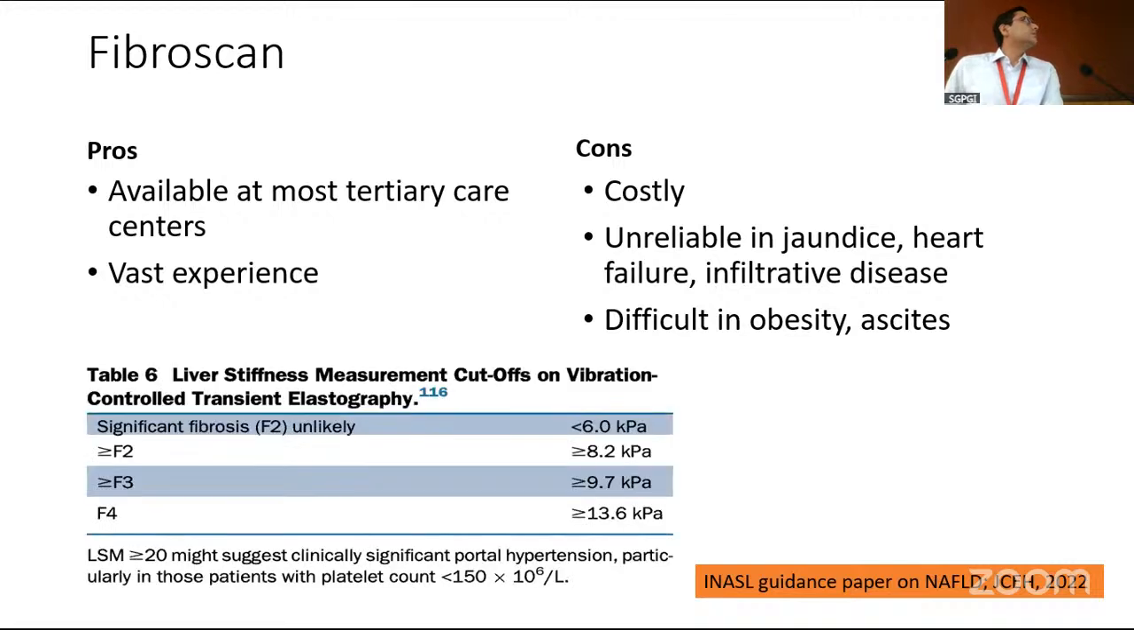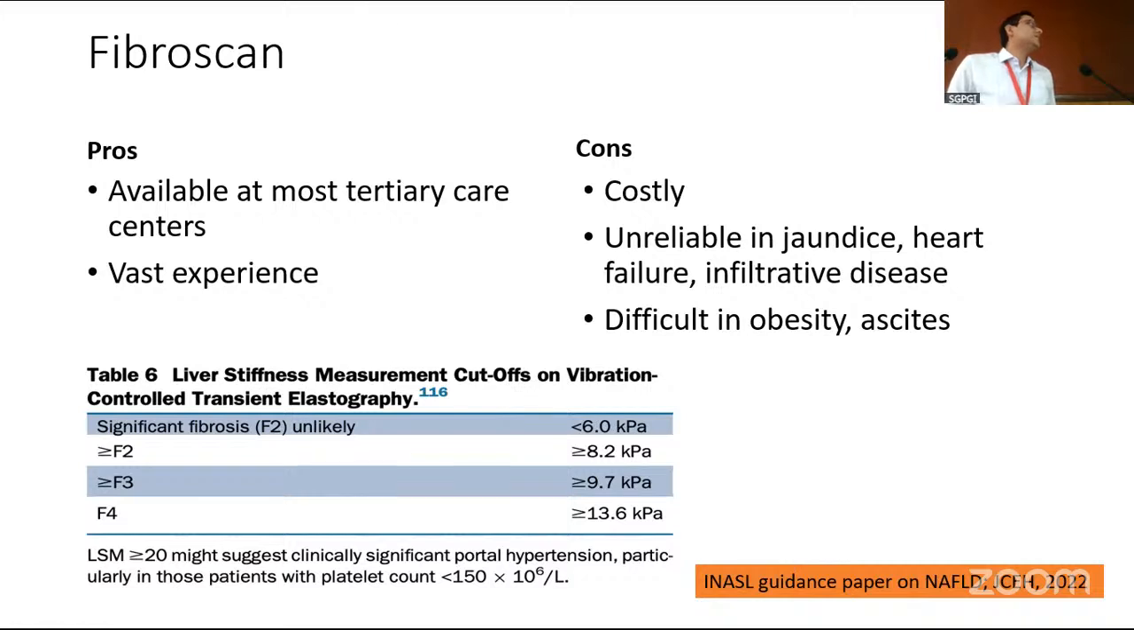Although the values of LSM vary according to the etiology of liver disease, if we want to generalize, the most accepted values are that if the LSM value is less than 6, then it means that the patient doesn't have significant fibrosis, or based on the biopsy finding, which will be taken up by Neha ma'am in the next talk, the patient has less than F2 fibrosis. However, if the LSM value is more than or equal to 8.2 kilopascal, that means the patient has significant fibrosis and may have F2 fibrosis.